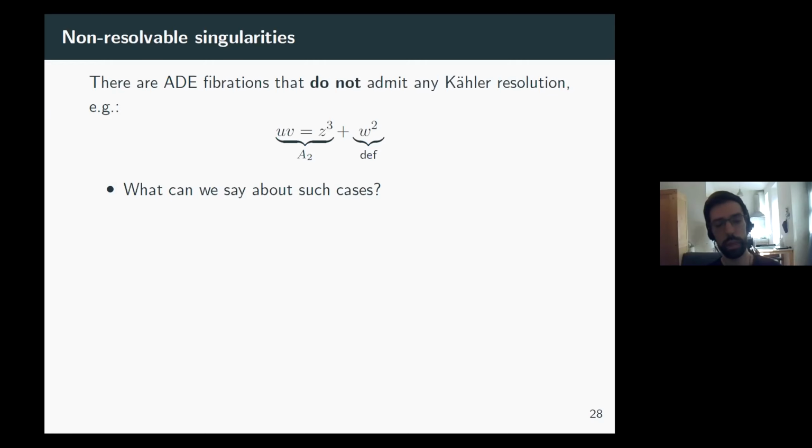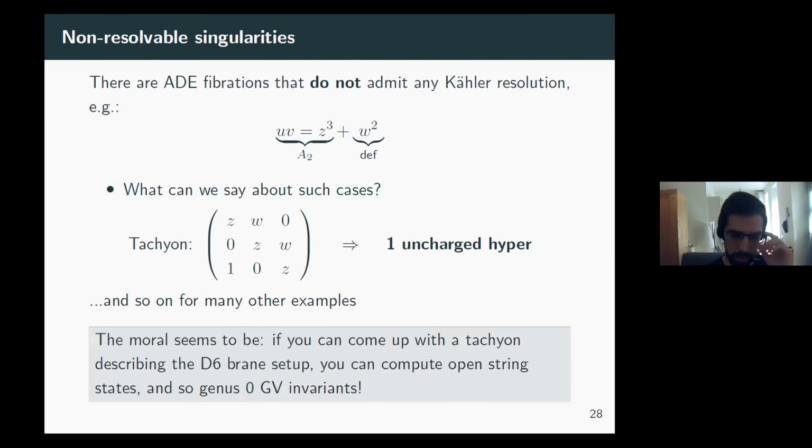And the answer seems to be in the positive, because we can explicitly build a tachyon that reproduces the D6-brane setup that corresponds to this geometry. And by performing explicit computations, we find that there is one uncharged hyper near the origin of the space and nothing else. And this can be seen also from many other similar examples. The moral in this case seems to be the following. If you can build a tachyon that describes the D6-brane setup, then you can also compute the open string spectrum near the intersection point, and as a result, also the genus 0 GV invariants.